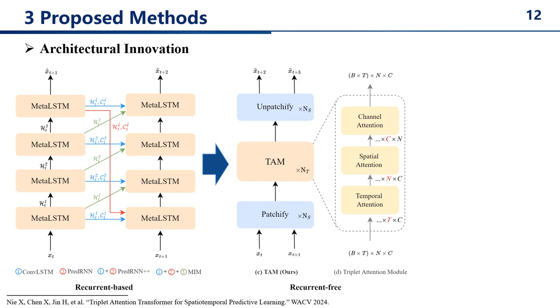To improve prediction quality while maintaining computational efficiency, we propose an innovative triplet attention transformer designed to capture both inter-frame dynamics and intra-frame static features. It has many advantages, such as parallelization, no error accumulation, and long-term dependency.